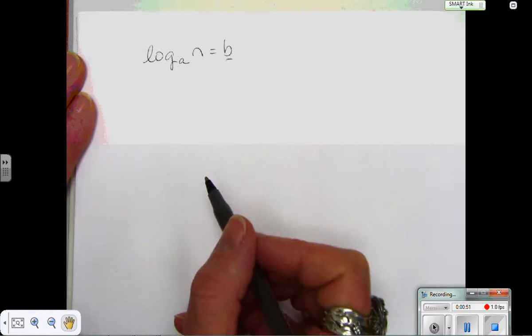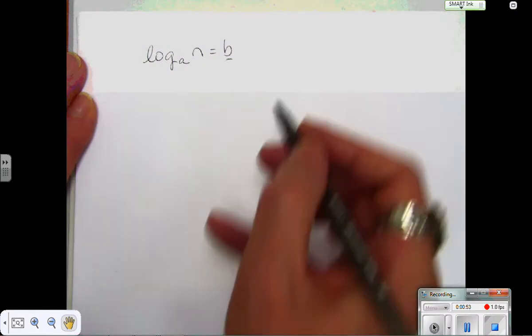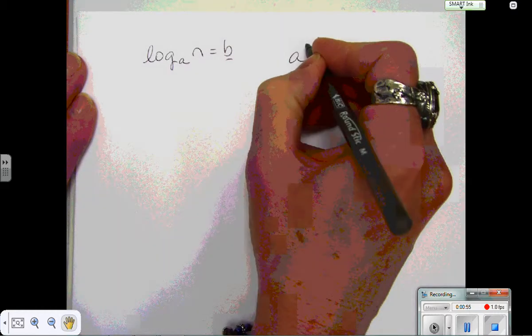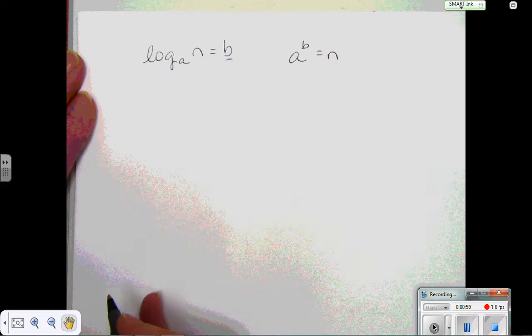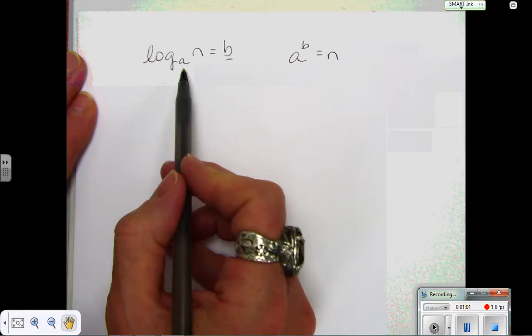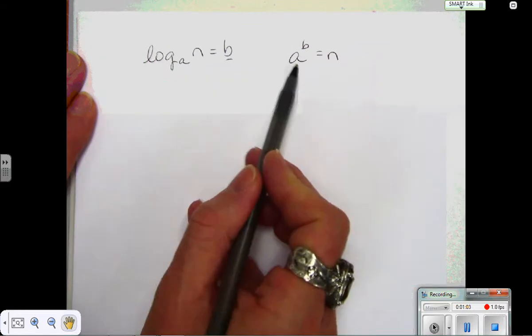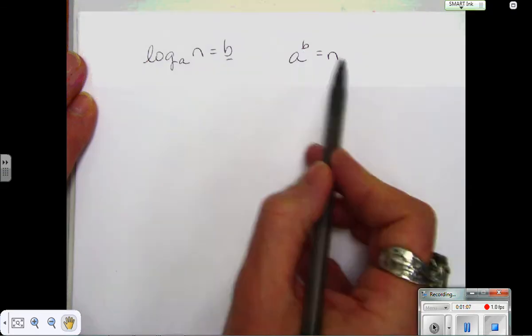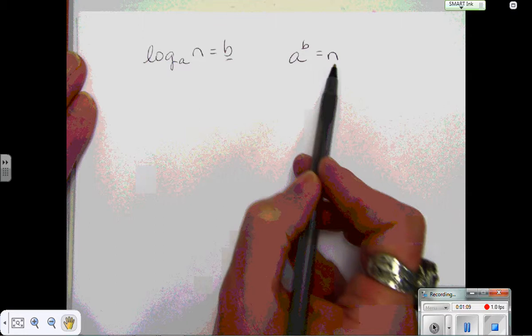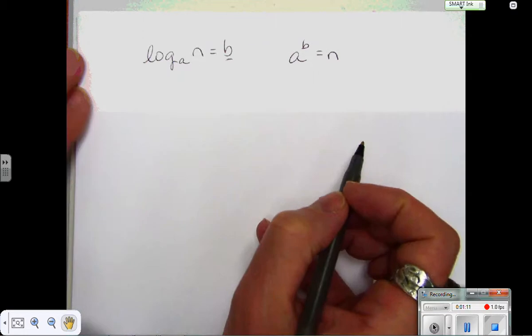So if I were to write this in exponential form, it would look like this, where you have your base, the power, and it equals your answer. Okay, so notice the placement of all of those things. Your base is A, the exponent is B, and then your answer is N. Okay, so let's do one with real numbers.